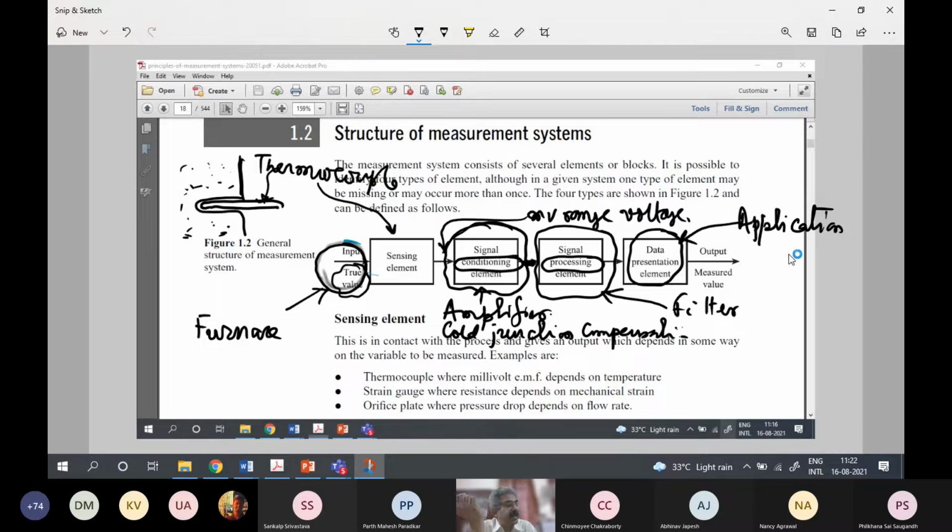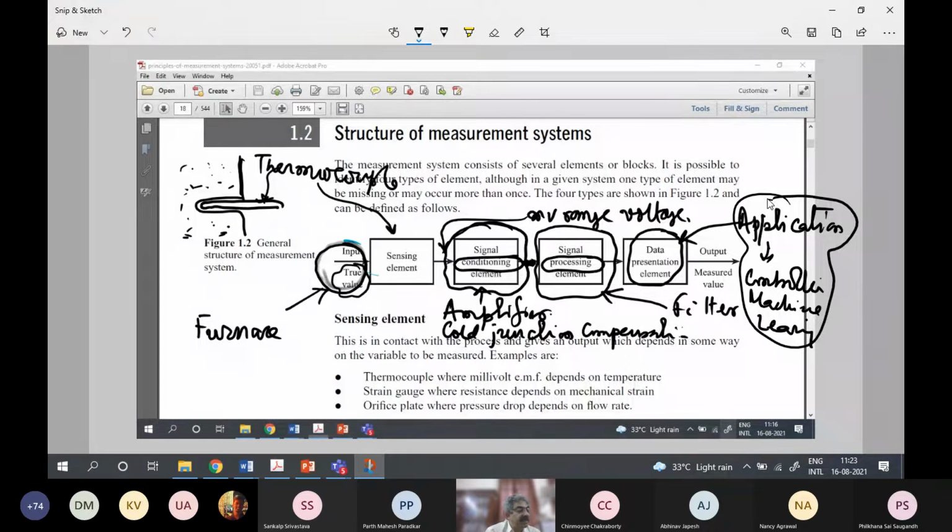Although in instrumentation there is typically a presentation of data, finally the data is used in some application. This application could be a controller. It could also be a machine learning algorithm. We use a lot of data nowadays. So it goes into some application. It may be a display, maybe a simple display to an operator. So this is the general purpose architecture of a measurement system.